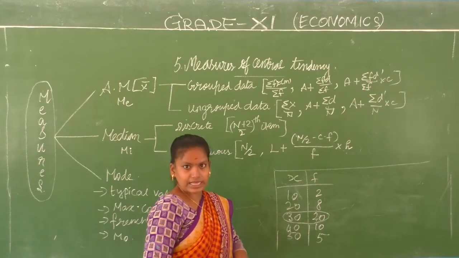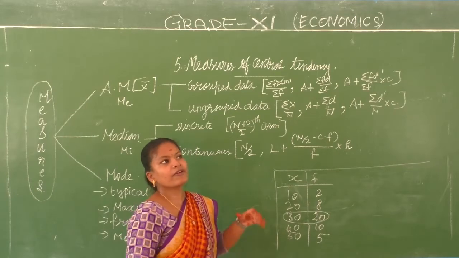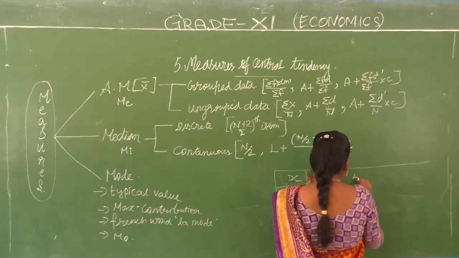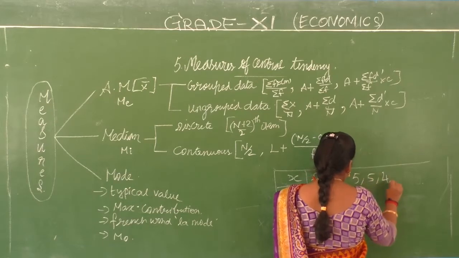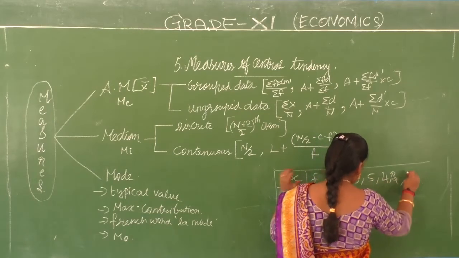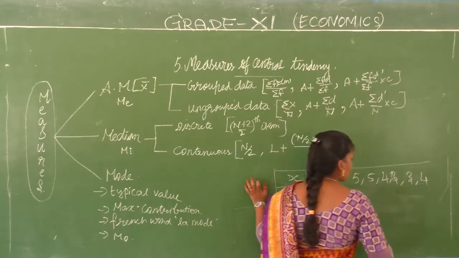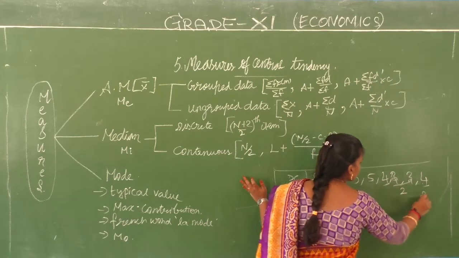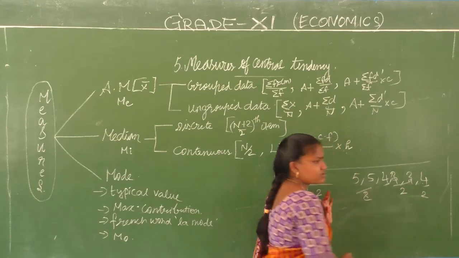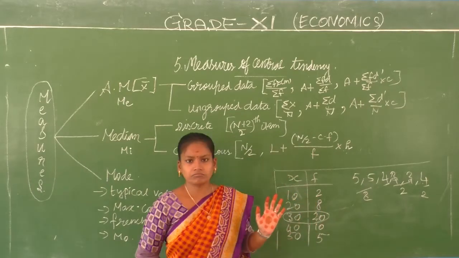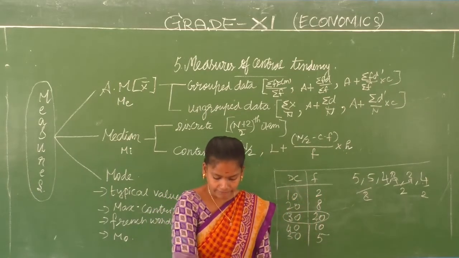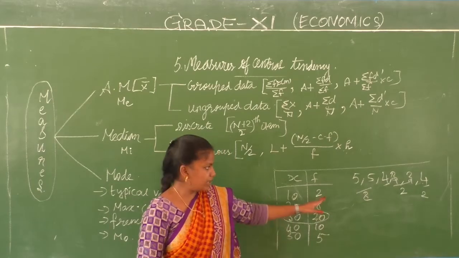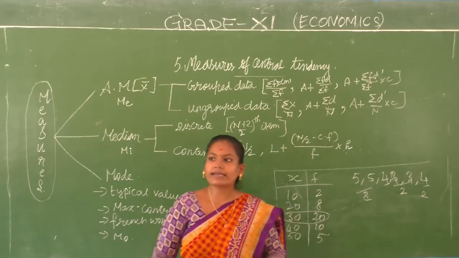Another example is given where two data are coming in the same way: 5, 5, 4, 3, 3, 4. Now if you see, 3 occurs twice, 4 occurs twice, 5 occurs twice. Do you have a mode here? No, you don't have a proper mode here, because there are many values with the same frequency.